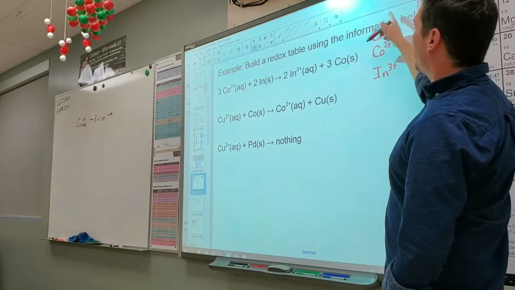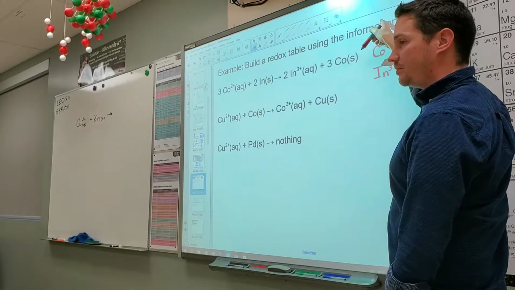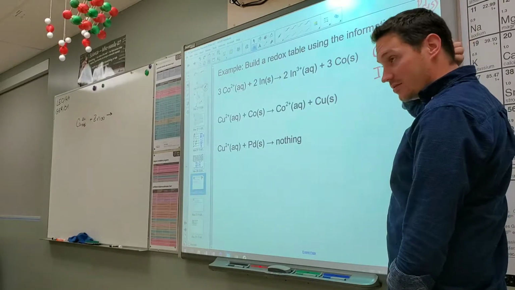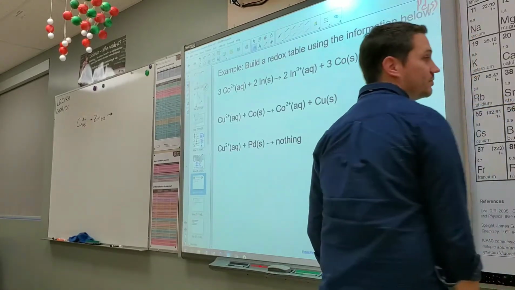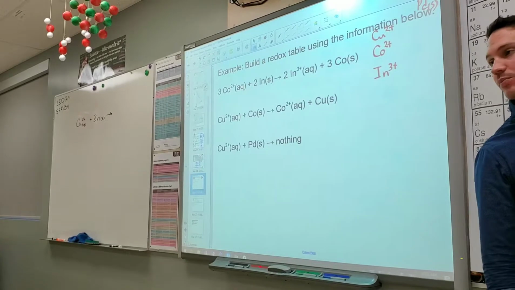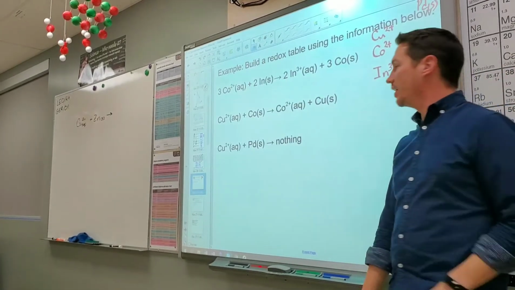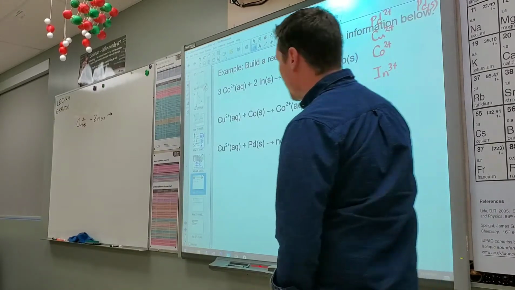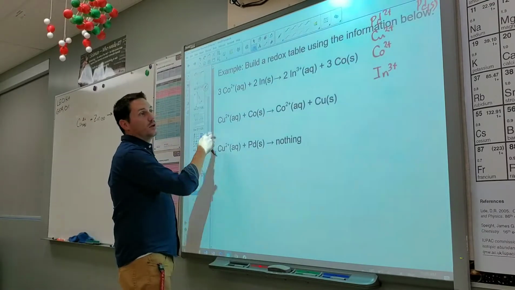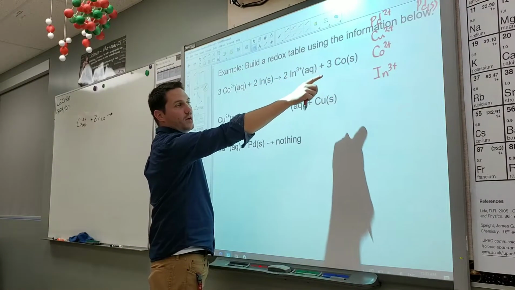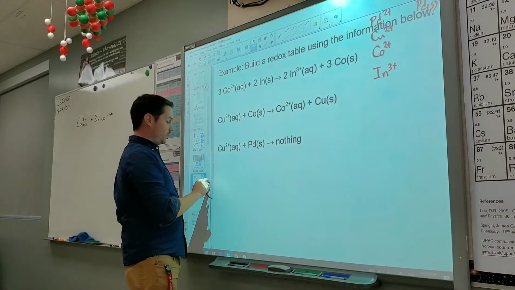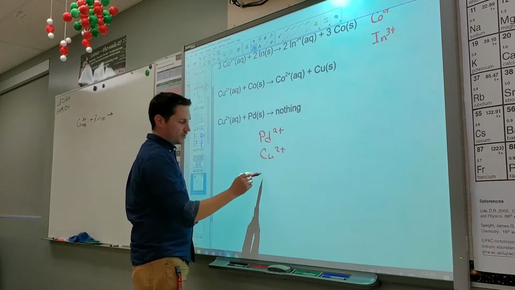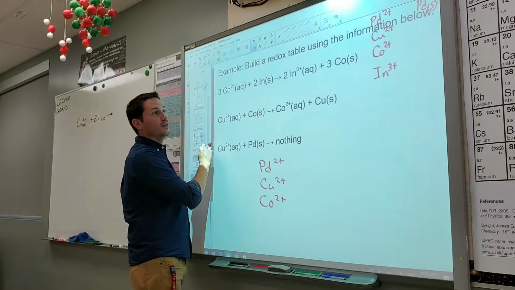So what's the ion version of palladium? Palladium what charge? It's probably going to be 2+, because that's the most common ion charge, right? So our good copy of the table would read like this. We would have palladium ions on top, then copper ions, then cobalt ions, then indium.